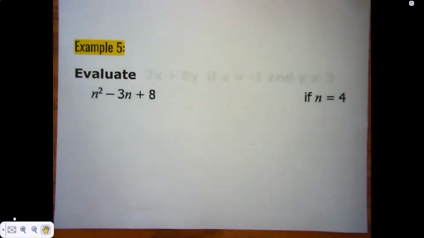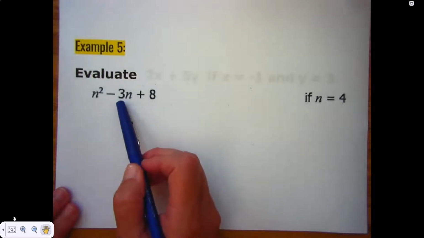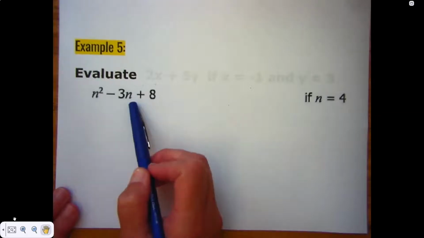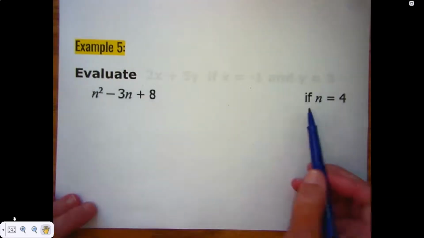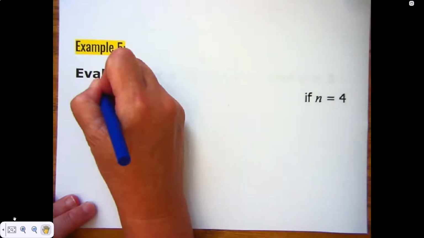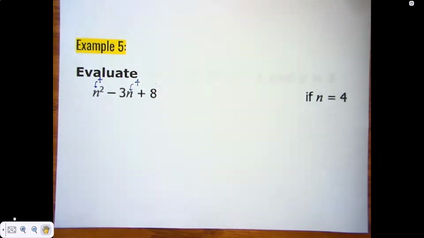So we're going to evaluate n squared minus 3n plus 8. So n is being raised to a power, and then it's being multiplied by a number right here, because we know that means -3 times n. So n is equal to 4. So I'm going to sub 4 in for n here, and then sub 4 in for n here.